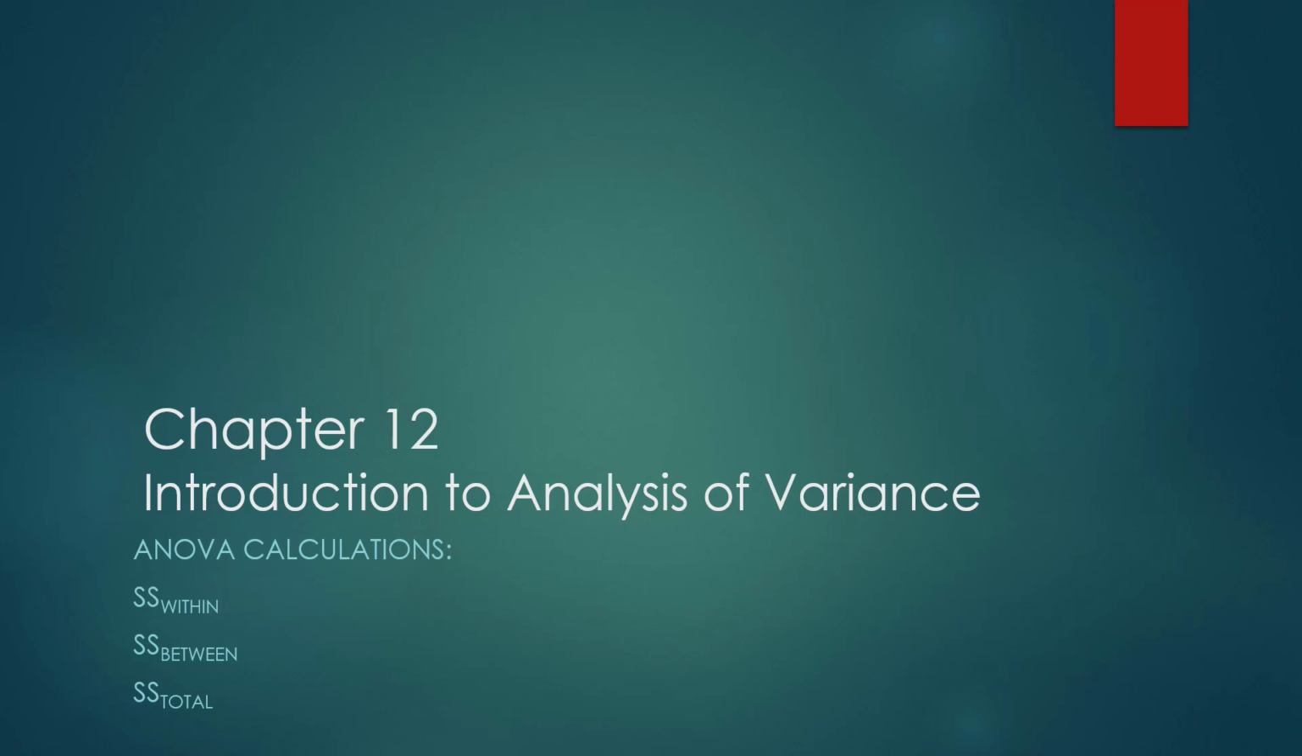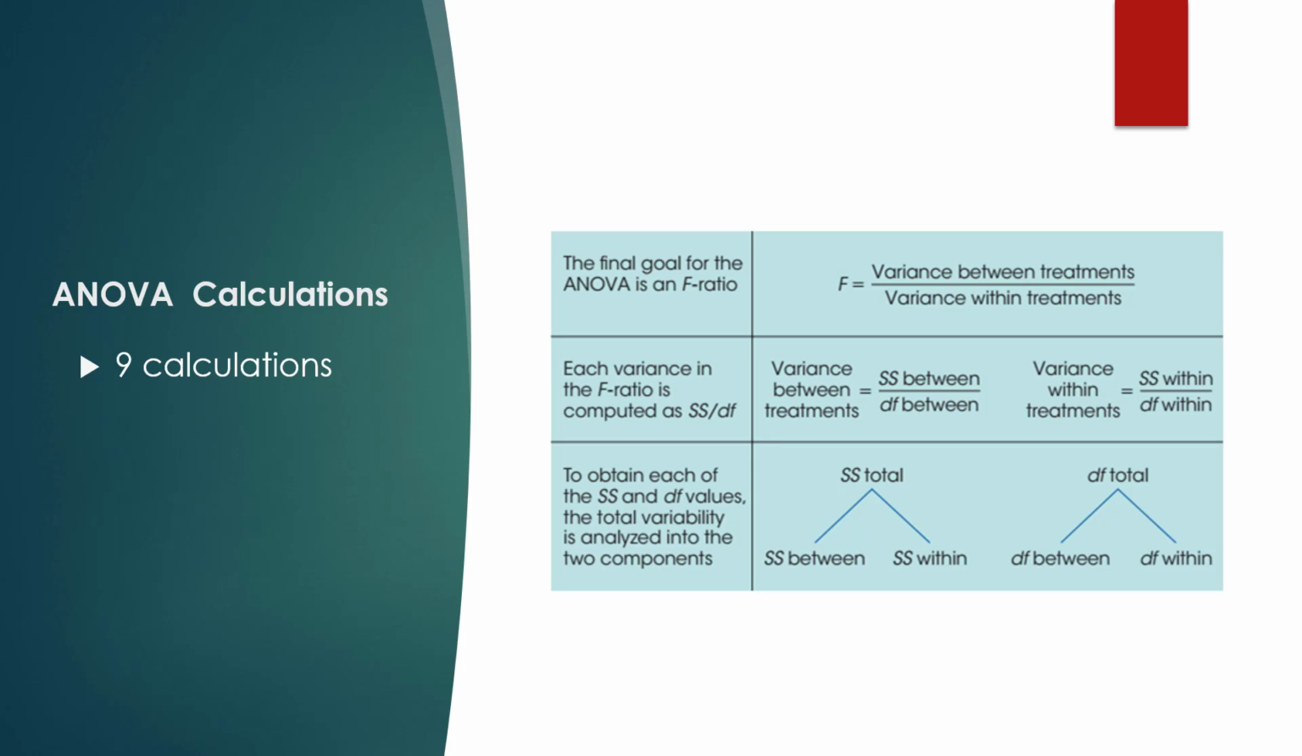In this video, we'll go over the beginning of our ANOVA calculations. So we'll go over 3 sum of squared deviations calculations that are needed to calculate the F ratio. So to do an ANOVA, an analysis of variance, we have a total of 9 calculations.